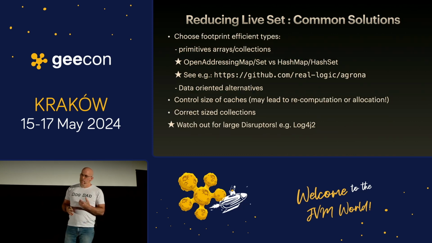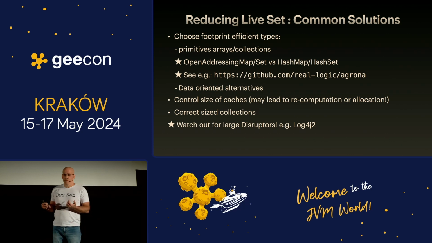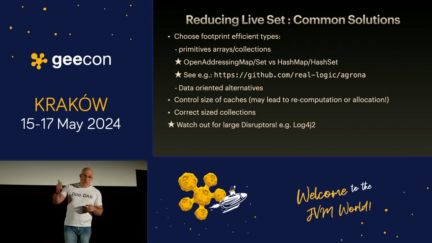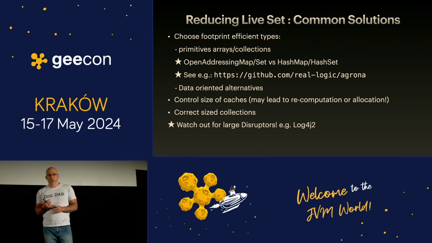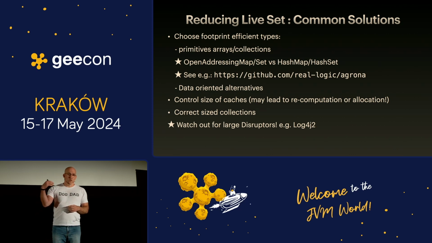Reducing the live set comes down to a very similar bag of tricks. The main trade-off here is where you use object pools or caches to reduce allocation, you're actually increasing the live set. So you need to pick your poison on that one and see what's meaningful. A couple of tips here: a lot of applications have hash maps and hash sets that are small, and we'll see an example of how expensive that is. You can use flatter versions of that. Agrona is one good place to get it, but there are others.